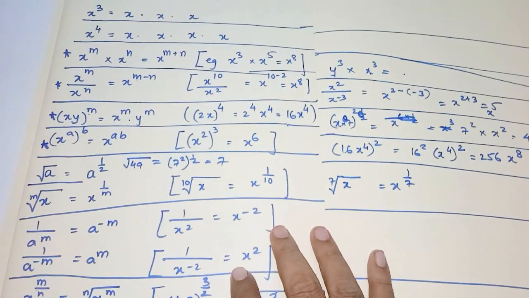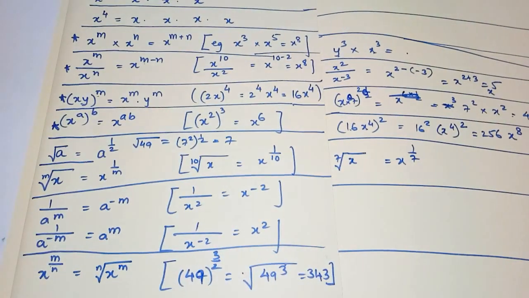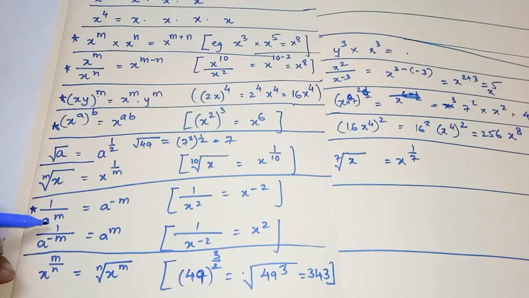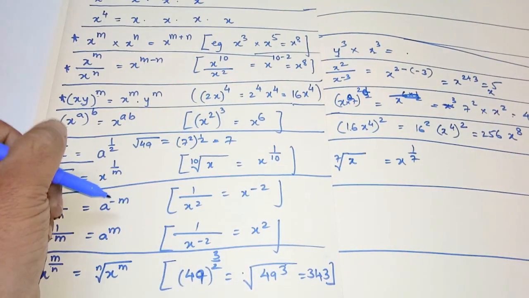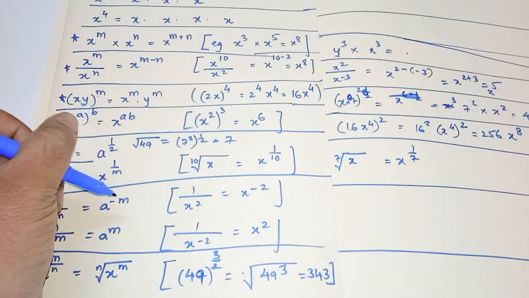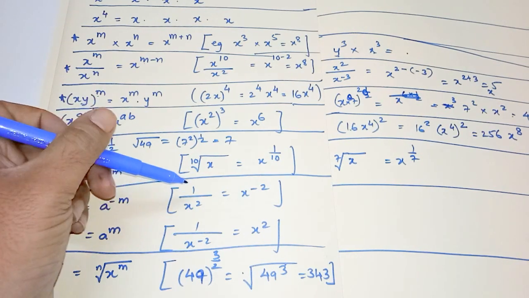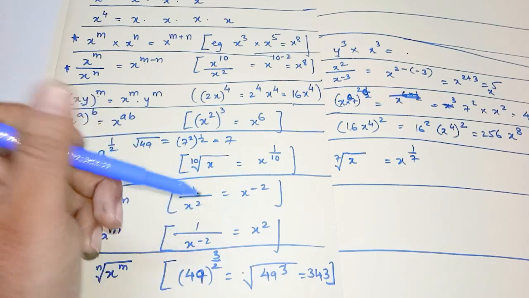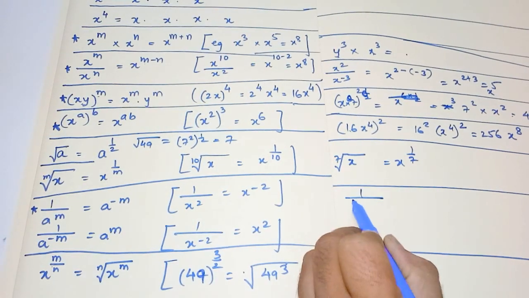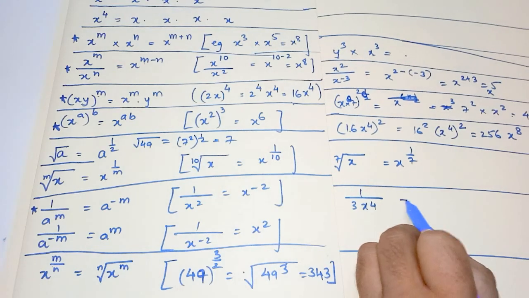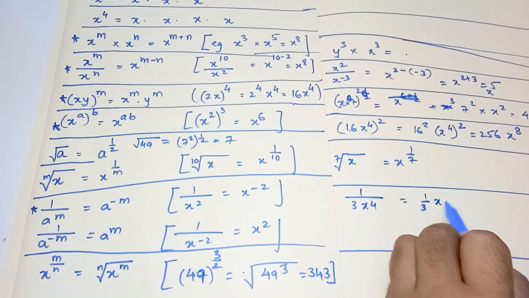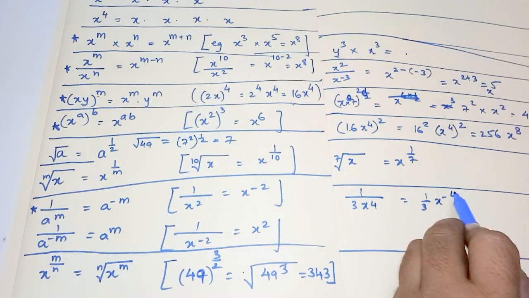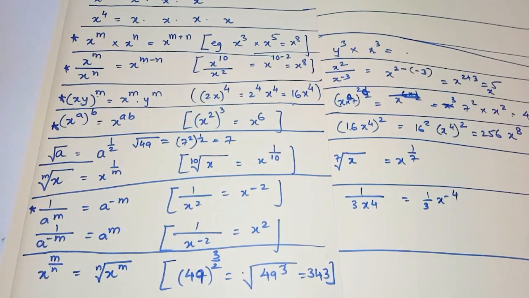This and the next property are really important. If you have 1 over a to the power m, I can write a to the power negative m. For example, if you have 1 over x squared, I can write x to the power negative 2. If you have 1/3 of x to the power 4, I could write this as 1/3 times x to the power negative 4, because 1/3 is a number which is not going to change, but I can take x to the power negative 4.